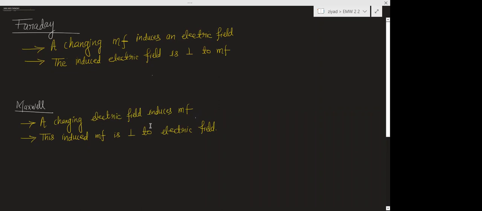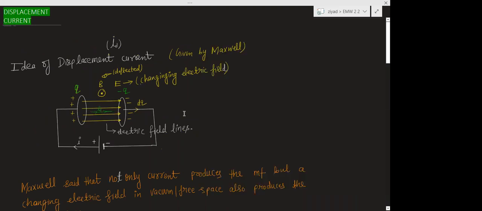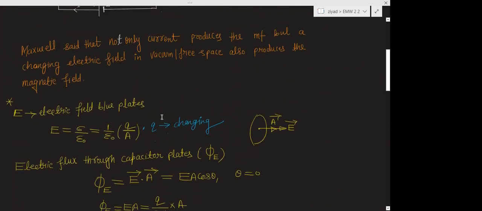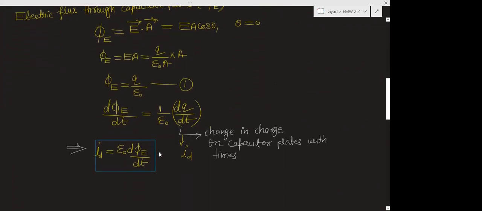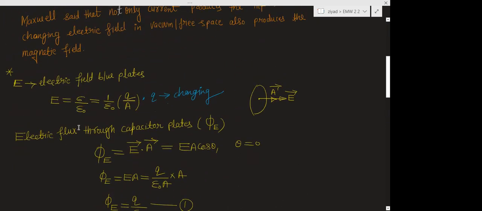After that, there is a derivation basically. This is the derivation. How did we get the displacement current? Okay, how did we get the displacement current?